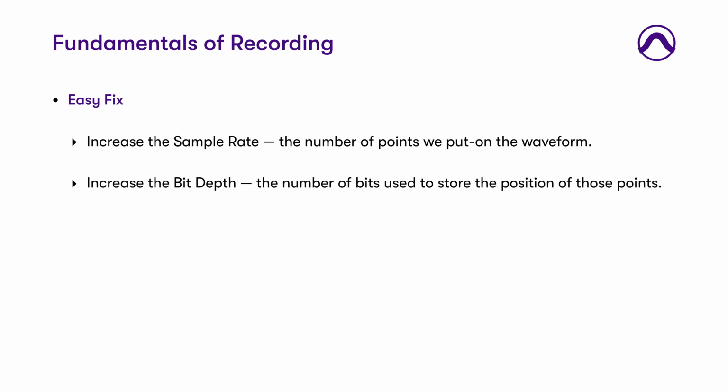Using a 16-bit recording system, for example, will give us 65,536 unique binary values to assign to our samples, which is great because these binary values are actually the volume or the amplitude information about each of the samples in our waveform. So the more we have, the more accurate the position of our sample will be within our system.